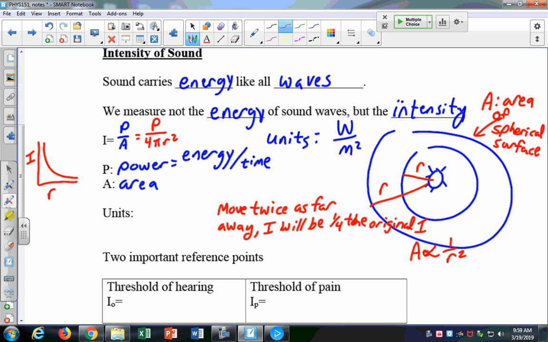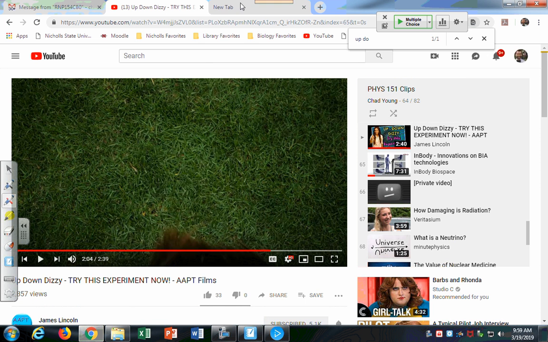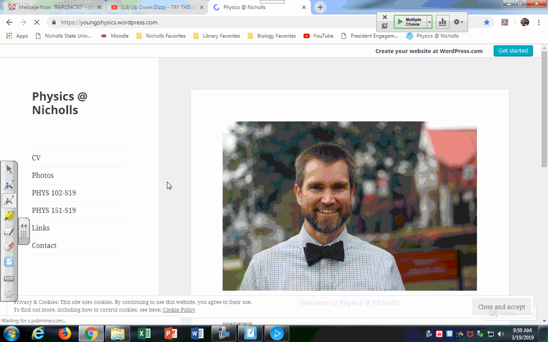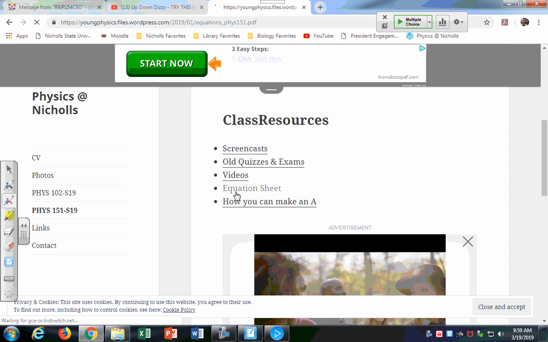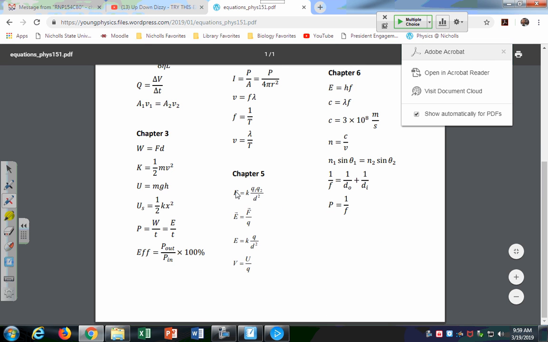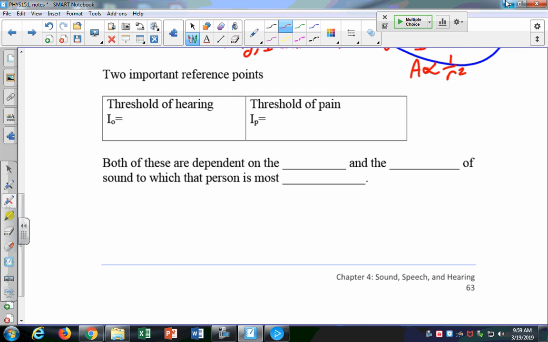All right, there are 2 important reference points for these. These are on your equation sheet, I think. Let me double check. No, they're not. Do I ask you these? Have I ever asked threshold of pain, threshold of hearing? No, but is it on one of your quizzes? On one of the questions. Okay, I guess I do then.